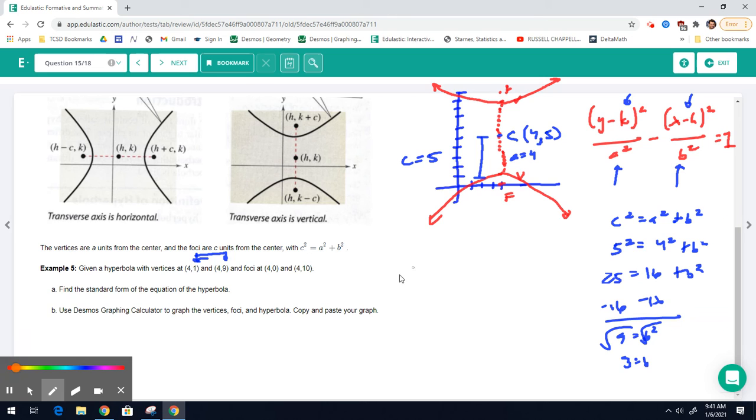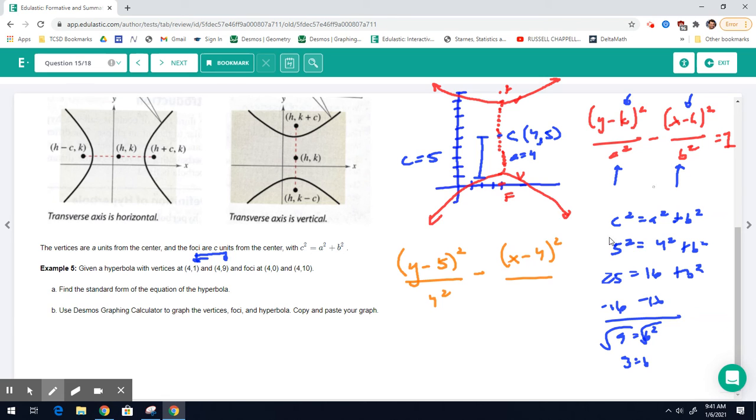I'm going to use orange. So here we go. So y minus k, so again, it's the y coordinate squared, over a, which is 4 squared, minus x minus h, which is the x coordinate of the center squared, over b squared, which is 3 squared, equals 1. Square the denominators and you're done. So parenthesis y minus 5 squared over 16 minus parenthesis x minus 4 squared over 9, and that's going to equal 1. And there's your equation.